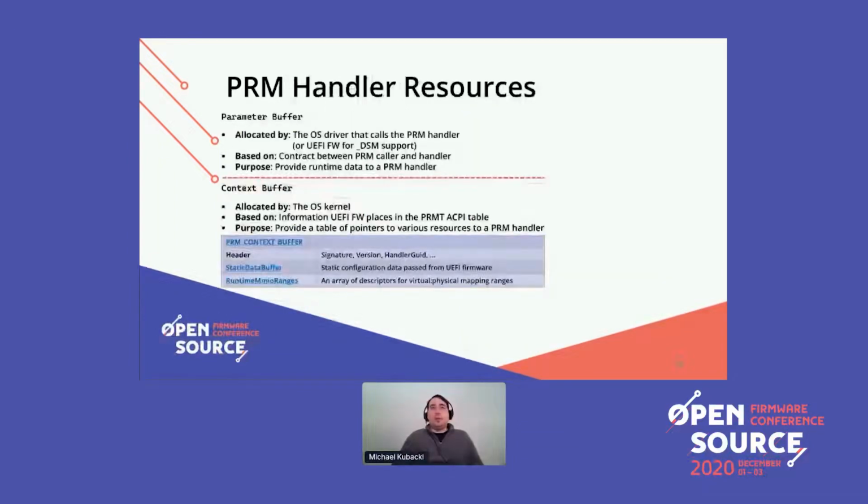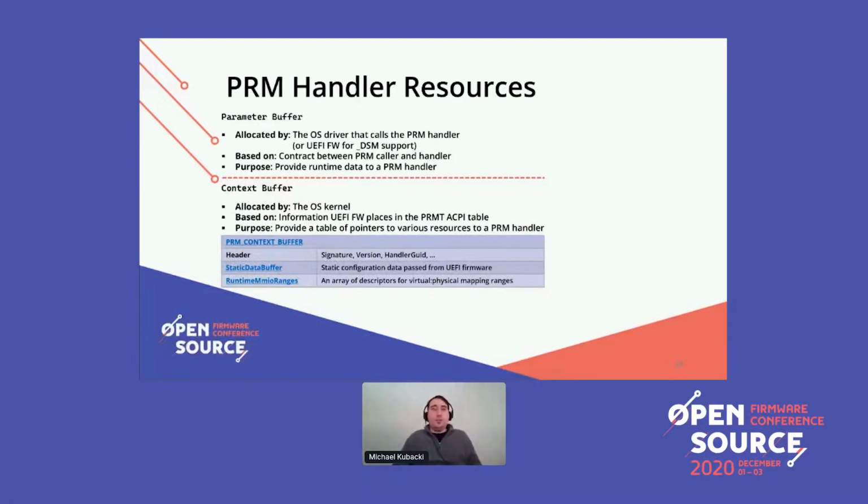So the parameter buffer is allocated by the OS driver that calls the handler. The operating system driver might allocate a parameter buffer, fill it with some data, and then give the virtual pointer to that buffer to the handler through the function parameter. So it's based on a contract between the caller and the handler. The actual data that goes into this is a contract between that OS driver and that handler. So the handler is essentially defining what it expects in its documentation to be in that buffer, and then the OS driver or the caller is providing that.